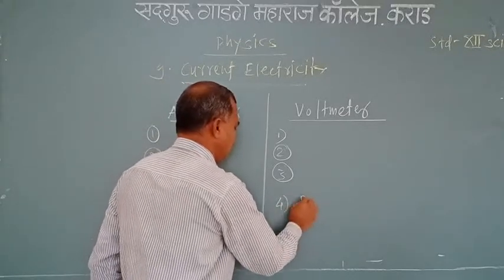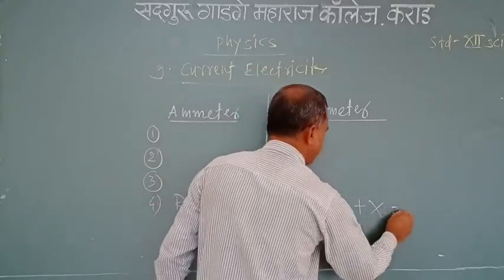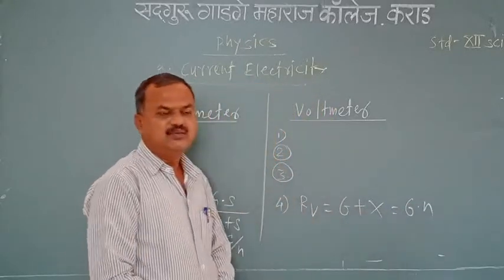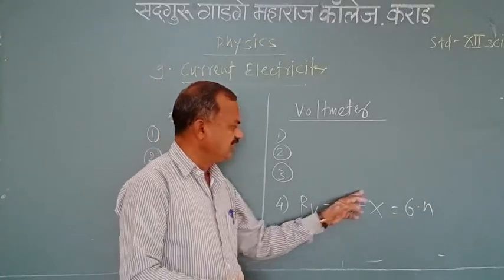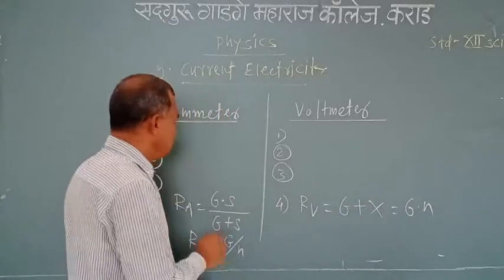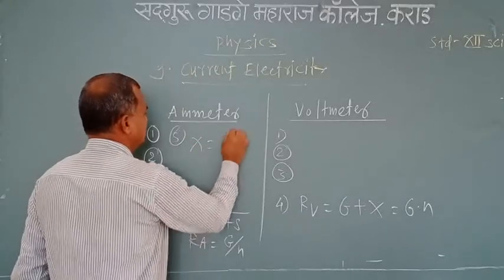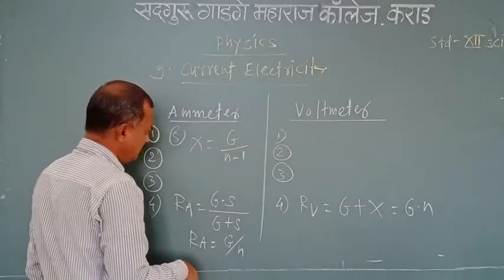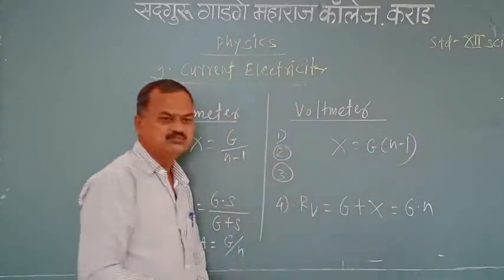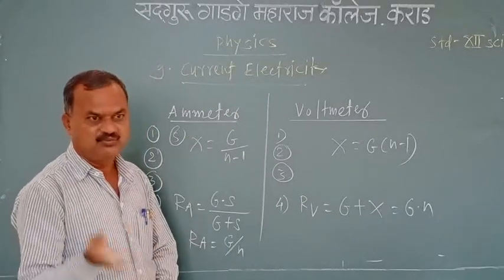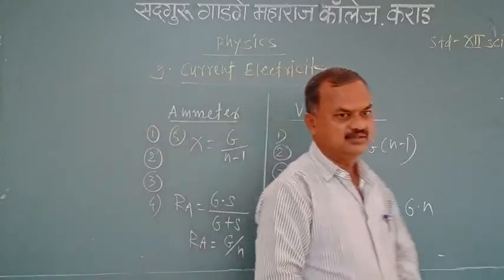Similarly, the resistance of a voltmeter equals G plus X, equals G into N, because the MCG and high resistance are always connected in series. Therefore the resistance of the voltmeter equals G plus X equals GN. This is because X equals G into bracket N minus 1. These are some points of comparison of the two meters known as ammeter and voltmeter. Thank you.